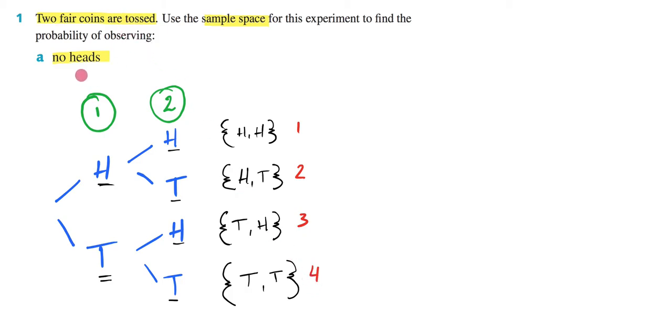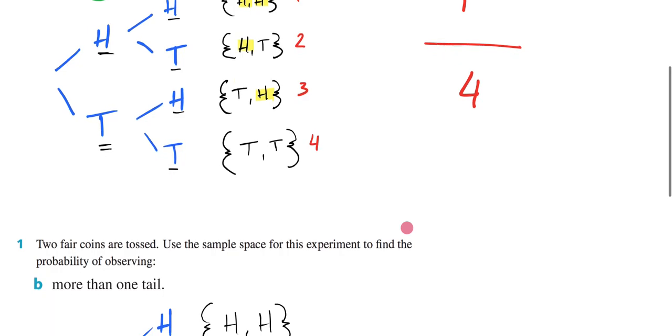Now the question is asking me to find the probability of getting no heads. So all we would have to do is go through all the elements of our sample space and go, all right, well I have 2 heads here, that doesn't count. I have a head here, that doesn't count. I have a head here, that doesn't count. The only place where I get no heads is if I flipped 2 tails. And there's only one of these options out of 4 options. So my answer is going to be 1 out of 4. Perfect.